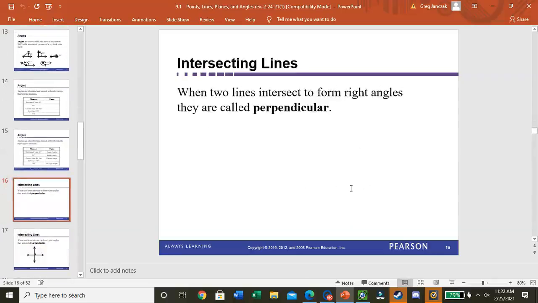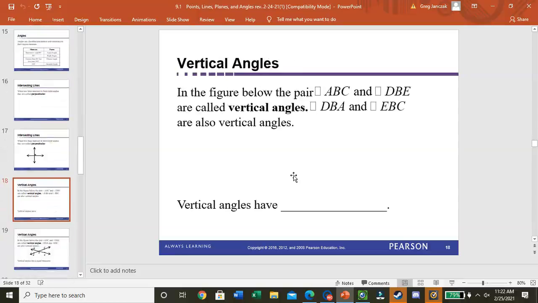When two lines intersect and form right angles, they are called perpendicular. So you want to draw in two lines. This box here, most people think, means 90 degrees. What it really means is that these two lines are perpendicular, and perpendicular lines form 90 degrees.